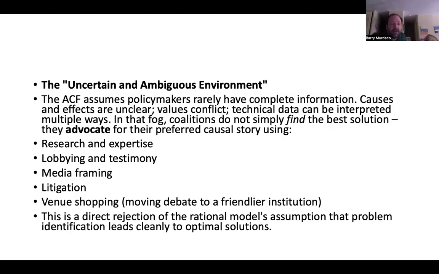Causes and effects are unclear. Values conflict. Technical data can be interpreted multiple ways. In that fog, coalitions do not simply find the best solution. They advocate for their preferred causal story using research and expertise, lobbying and testimony, and media framing, litigation, venue shopping, moving debate to a friendlier institution. This is a direct rejection of the rational model's assumption that problem identification leads cleanly to optimal solutions.